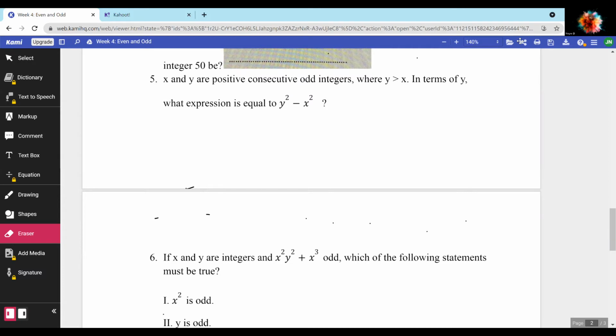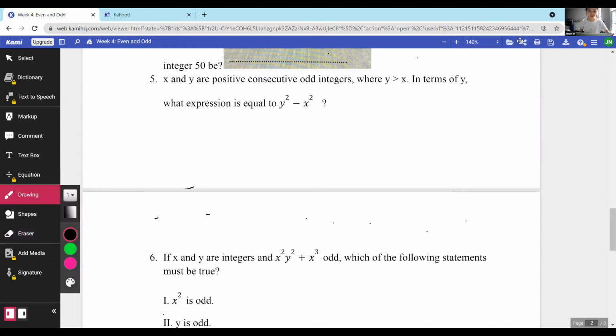What does it mean by what expression is equal to y squared minus x squared? Oh, here I can just write it in terms of y.